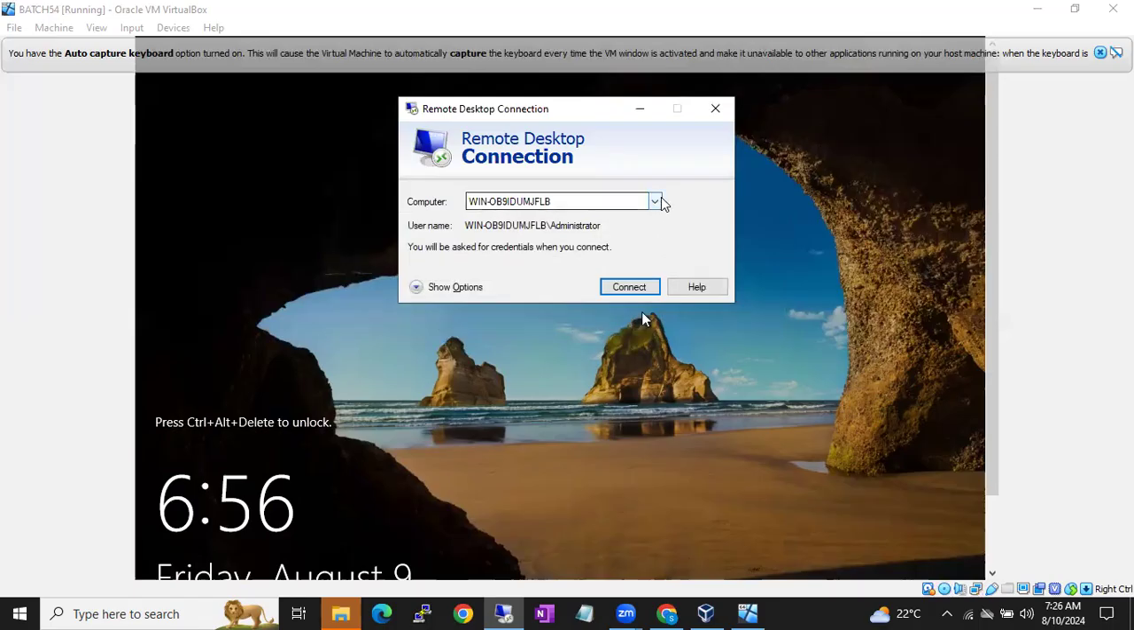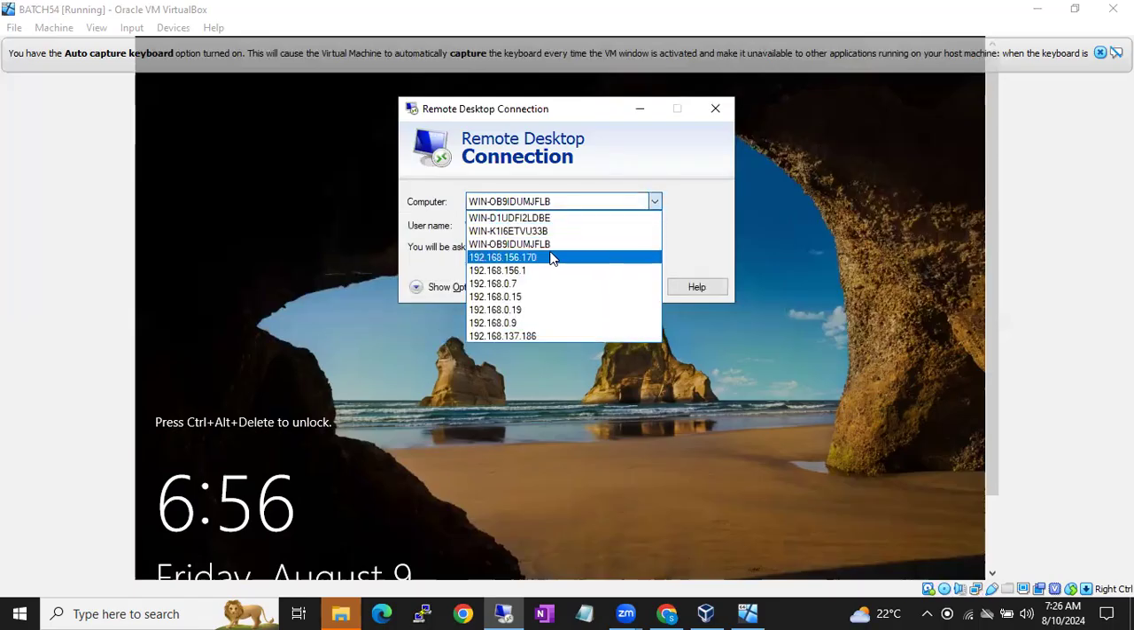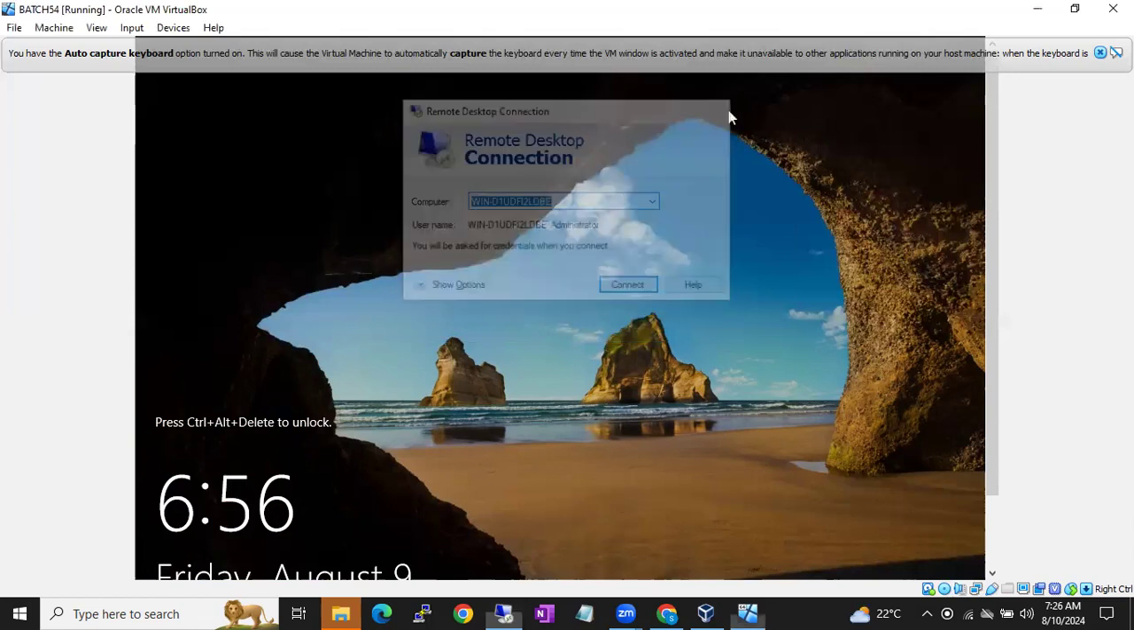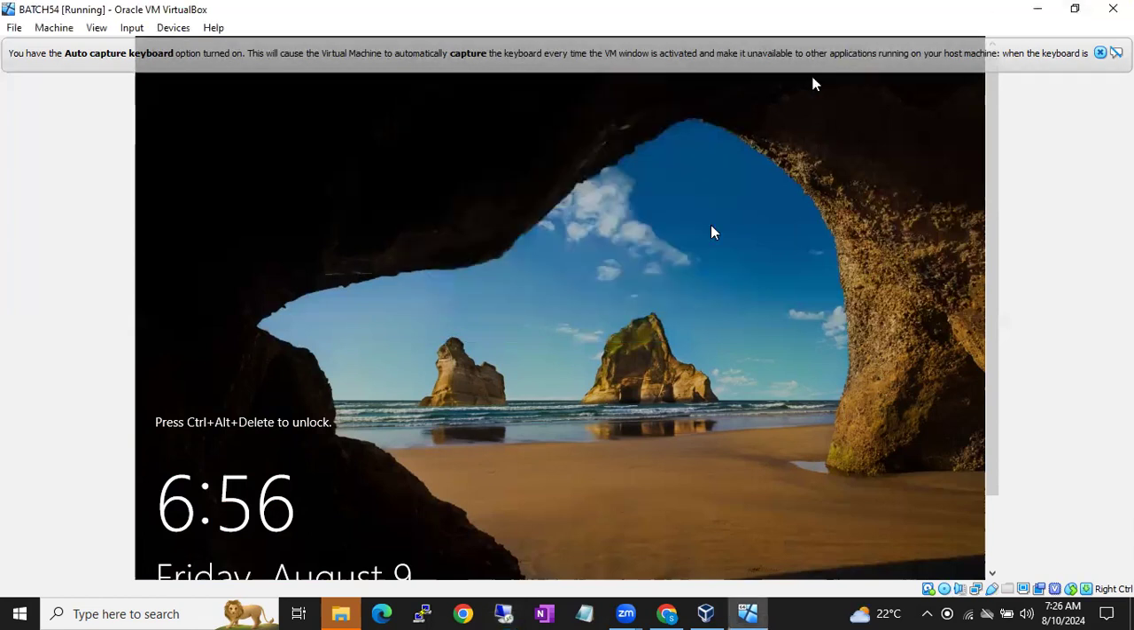So if I want to recover the data from, oh, come on, I started the batch 54 machine instead of batch 55.